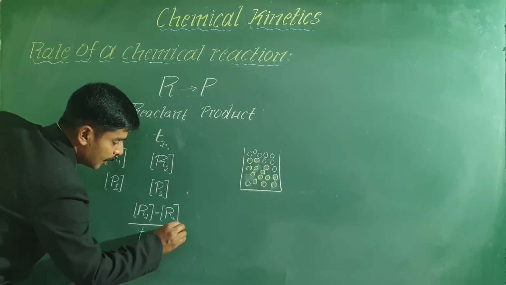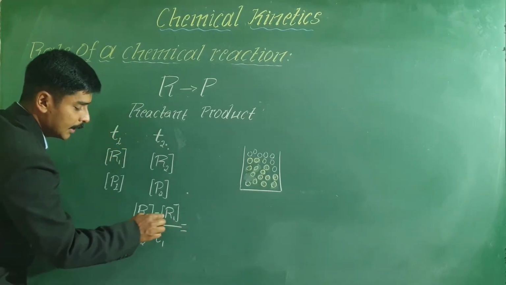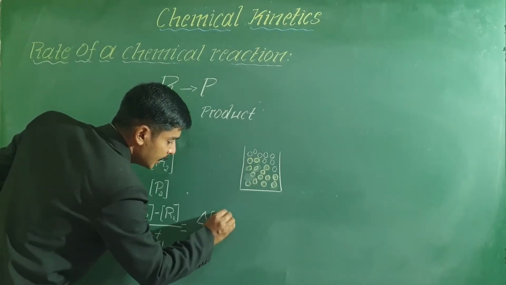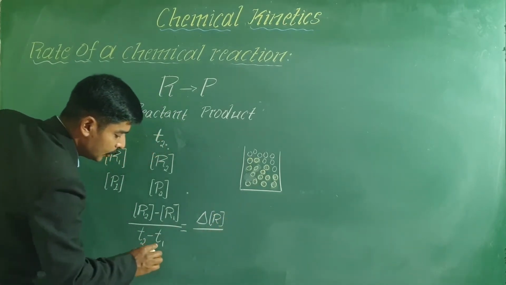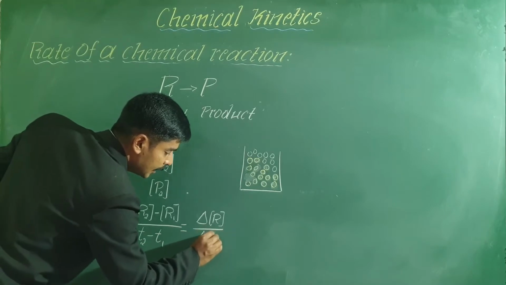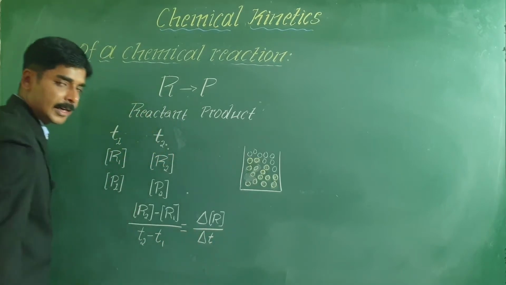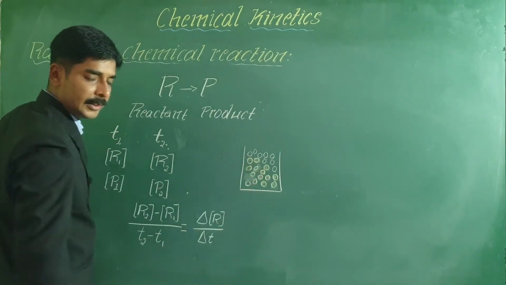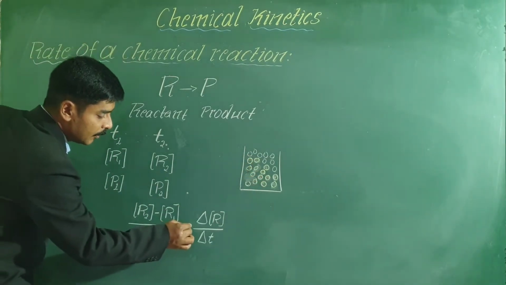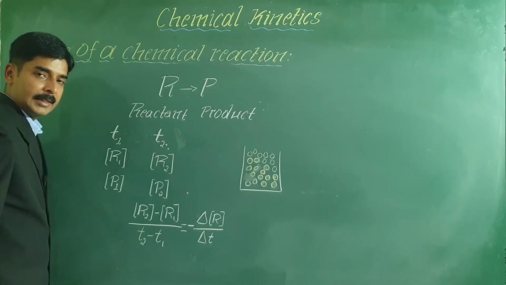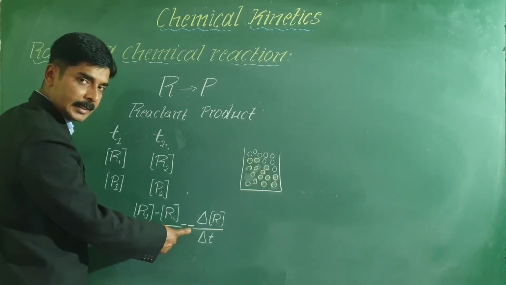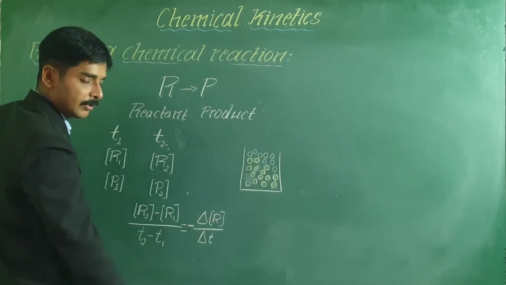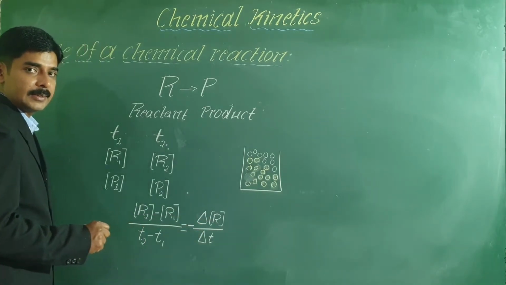Mathematically this can be written as delta R, that is the change in concentration of the reactant. T2 minus T1 can be written as delta T, that is the change in time. Since the concentration of the reactant goes on decreasing, we put a minus sign here. So minus sign indicates that during the progress of the reaction, the concentration of the reactant decreases.